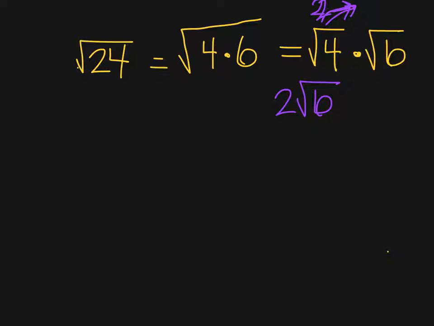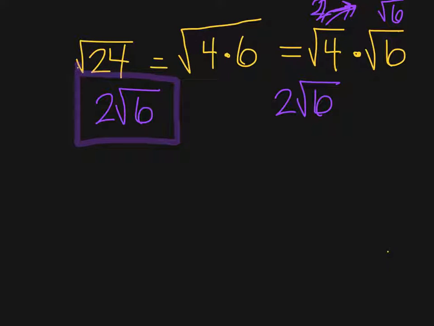What is the square root of 6? Well, I don't know, but there is no perfect square, the smallest perfect square being 4 and then 9. So 6 is not a perfect square, so that will stay. It's just going to stay the root 6. So my answer here is actually 2 root 6, and then I'm done. That is my final answer.